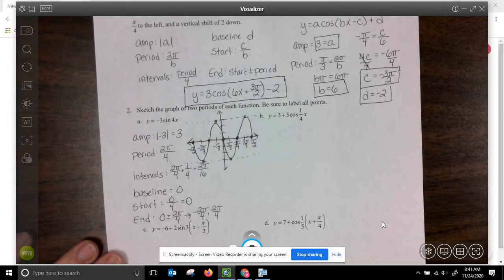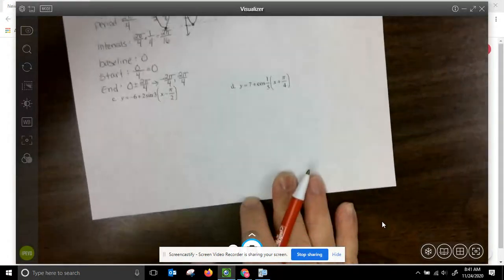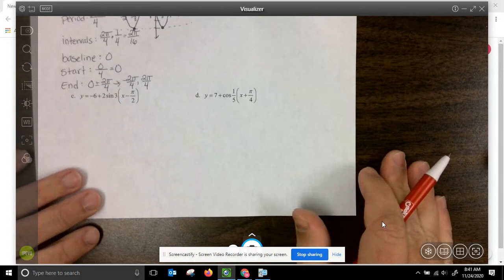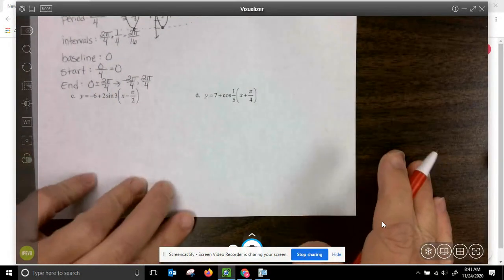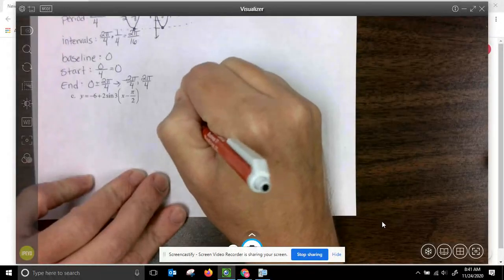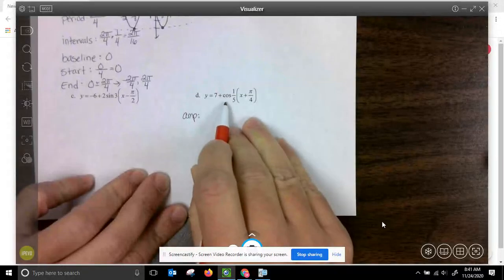All right. I'm just going to do one more of these for time's sake. I'll go ahead and come down here and do part D, which has everything, right, as far as an A, B, C, and D. All right, so first we will look at the amplitude. Again, that is the absolute value of A.